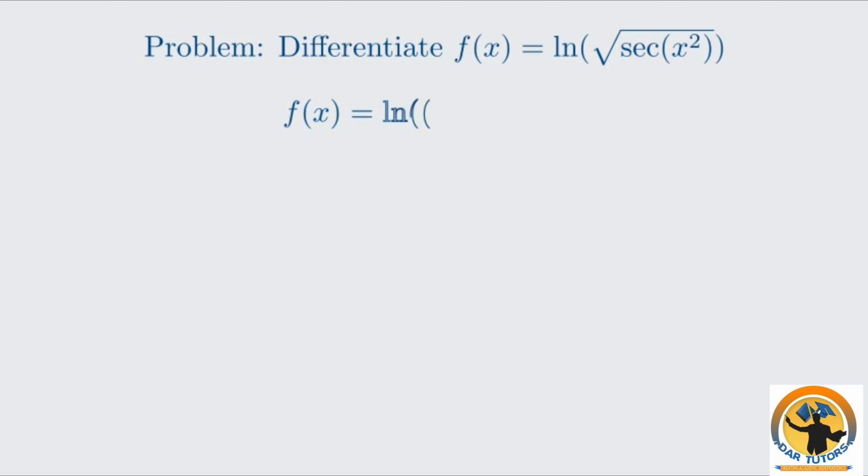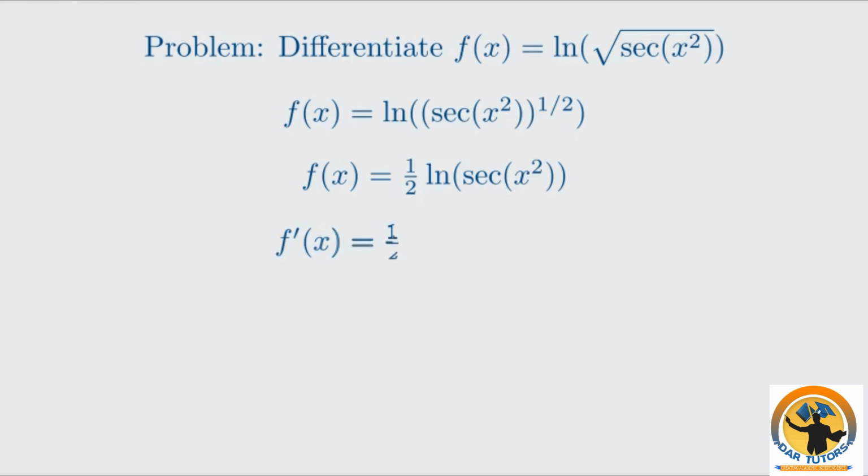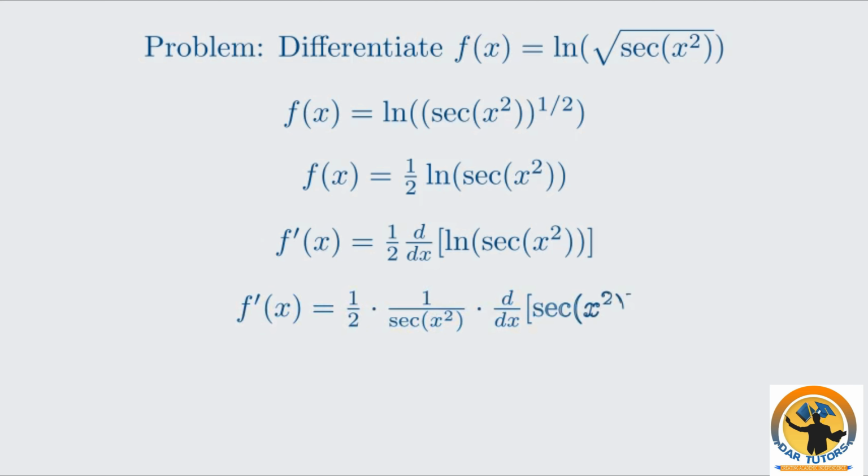First, we can write the square root as a power of 1/2. Then, using the power rule for logarithms, we can bring the 1/2 to the front. Now, we need to differentiate 1/2 times the natural log of secant of x squared. This is a chain rule problem. The derivative f prime of x is 1/2 times the derivative of the natural log of secant of x squared. The derivative of ln of u is 1 over u times u prime. Here u is secant of x squared. So we have 1/2 times 1 over secant of x squared times the derivative of secant of x squared.